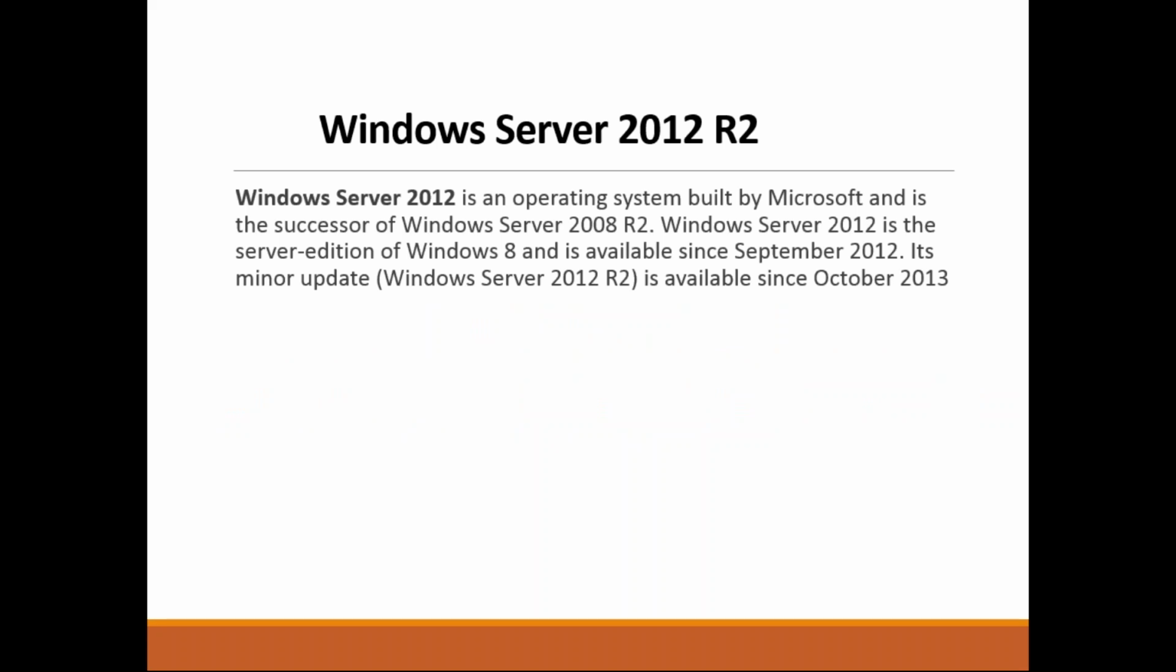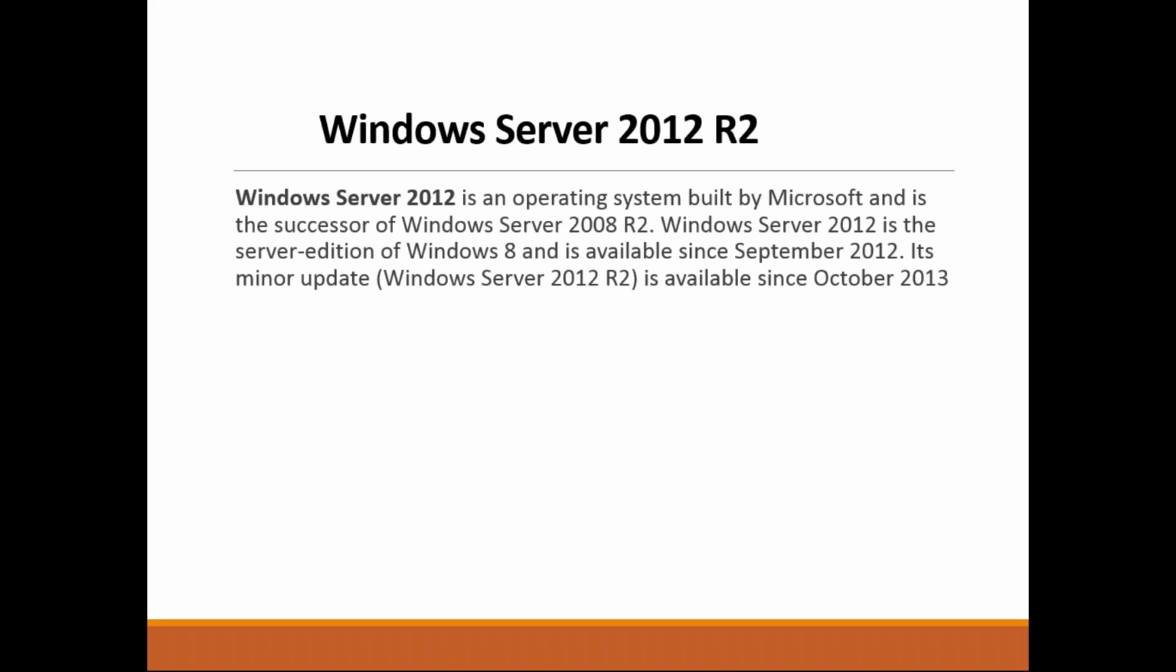Windows Server 2012 is an operating system built by Microsoft and is the successor of Windows Server 2008 R2. Earlier, Windows Server 2008 was there, 2008 R2 also there. R2 is release 2. Release 2 comes with only 64-bit, whereas Windows Server 2008 comes with 32-bit and 64-bit both, but R2 only 64-bit. It has a lot of features, and Hyper-V features are also coming from 2008 server.